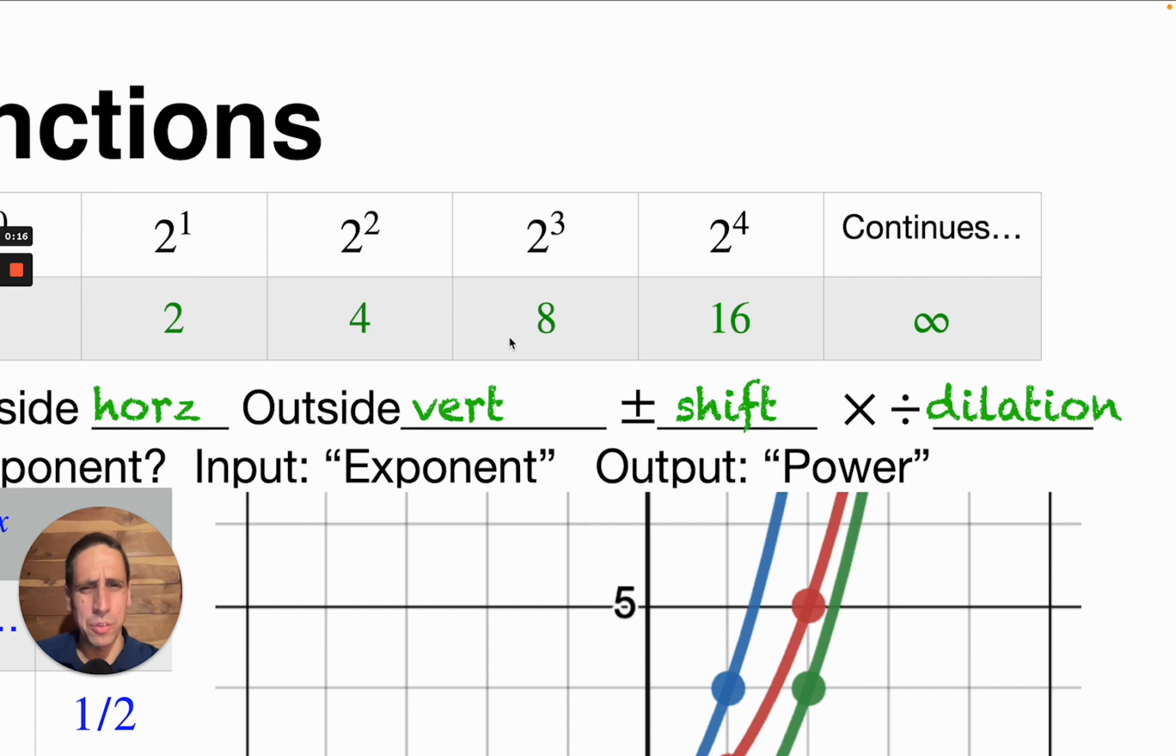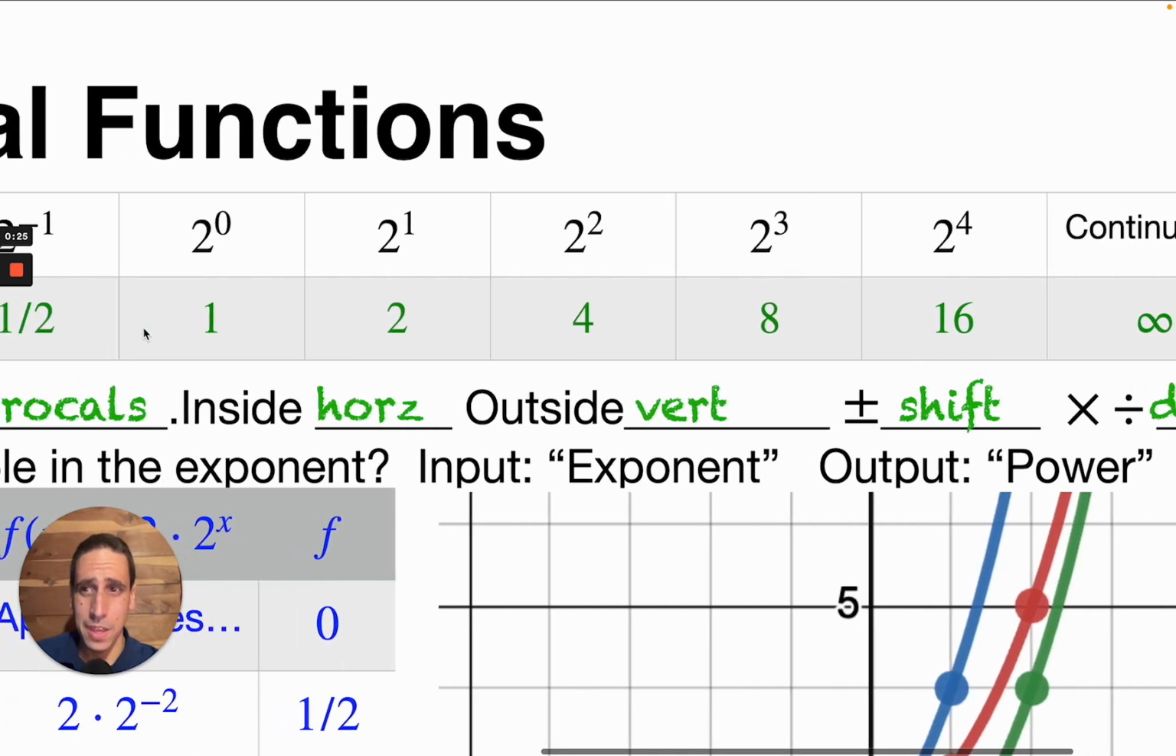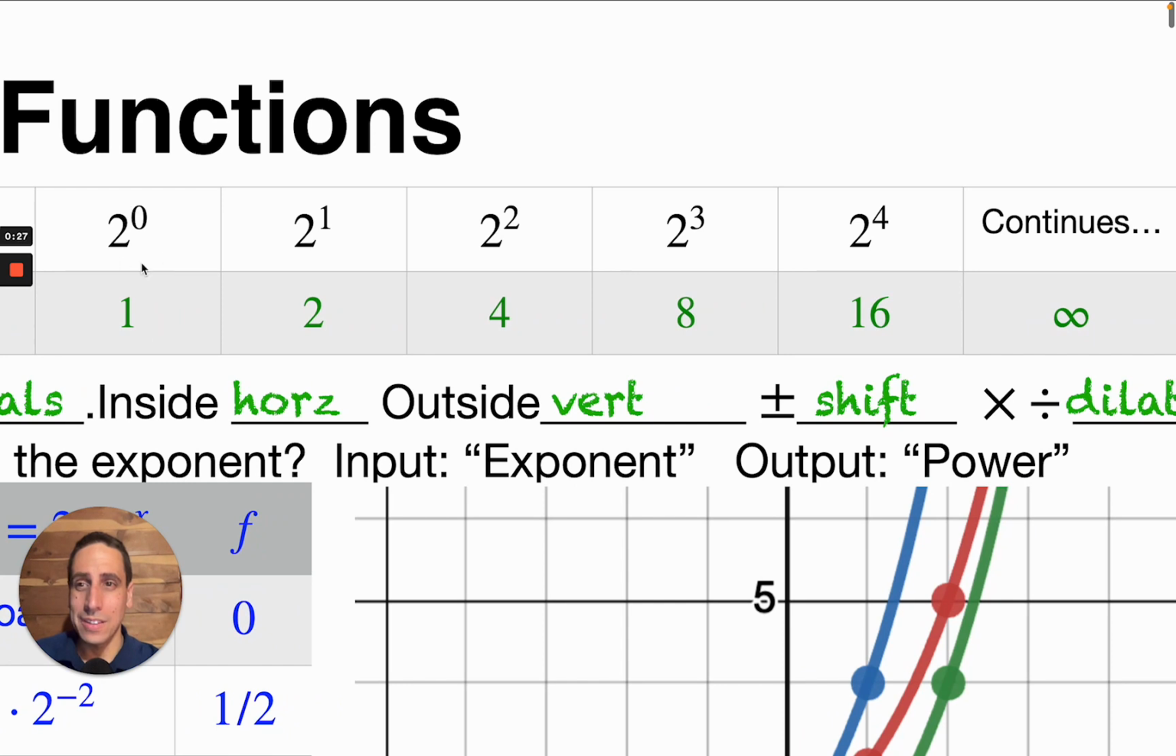If you wanted to continue this pattern, you'd have to the left, you'd have to divide by 2 every time. Divide by 2, divide by 2, divide by 2. So what's 2 divided by 2? It's 1.